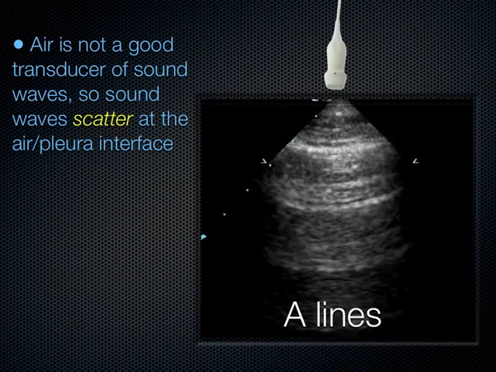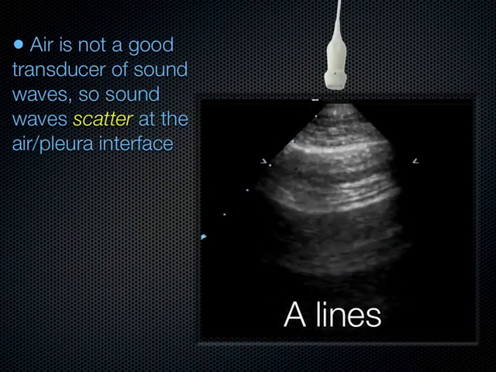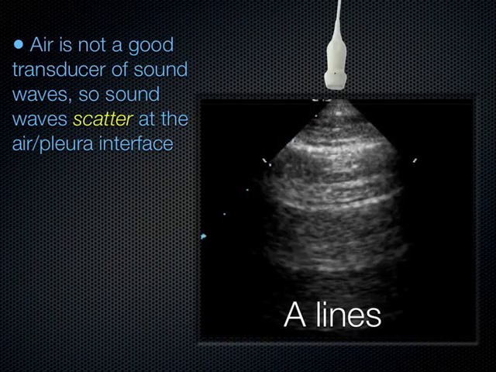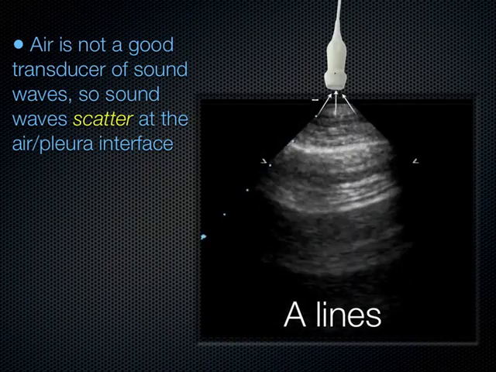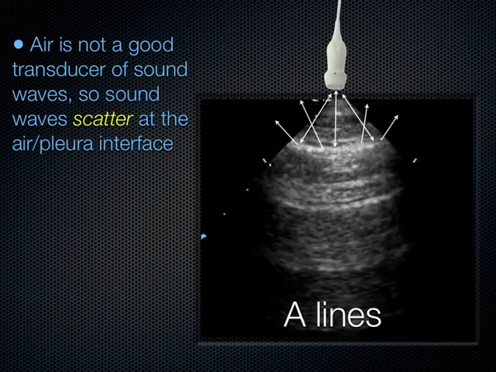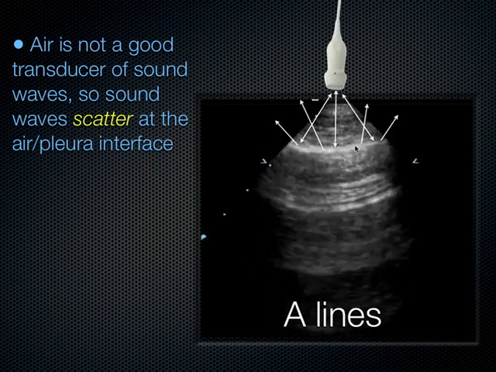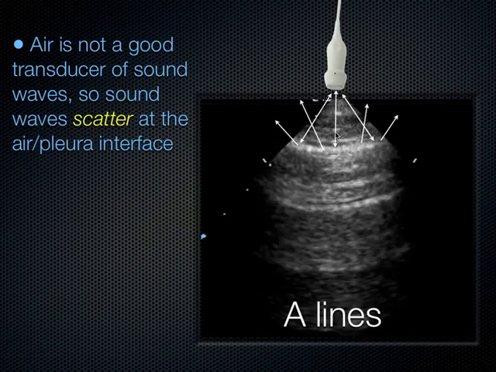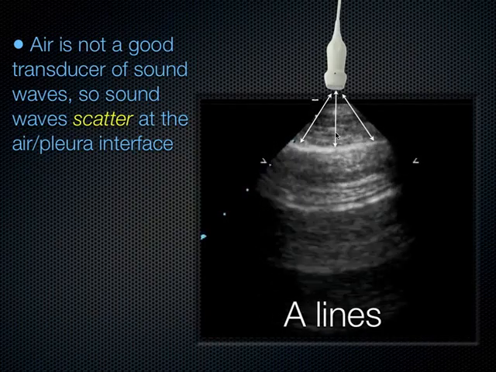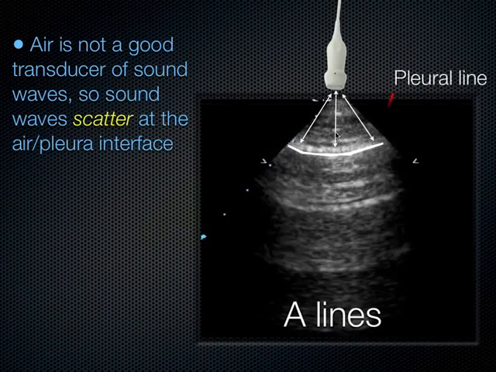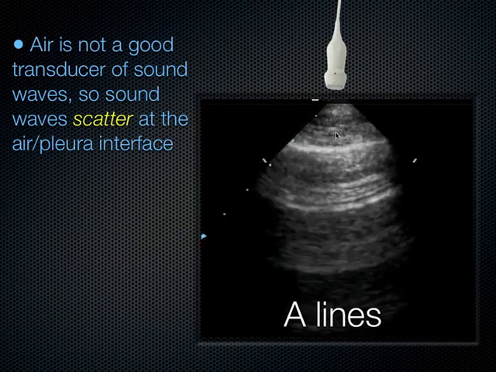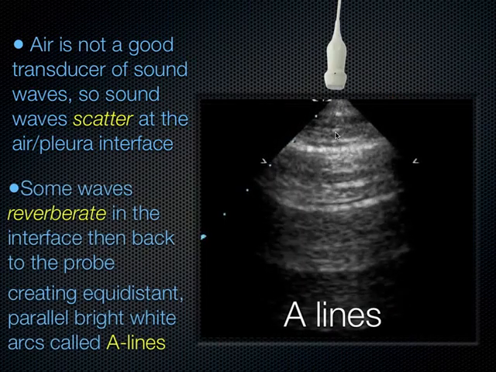And because we know that air is not a good transducer of sound, sound waves get scattered at the air-pleural interface. And that's what we're seeing there. The sound is coming in, it reflects off the pleura, comes back again, and then there's this repeating artifact that extends down at repeating intervals from the pleural line and into the body.